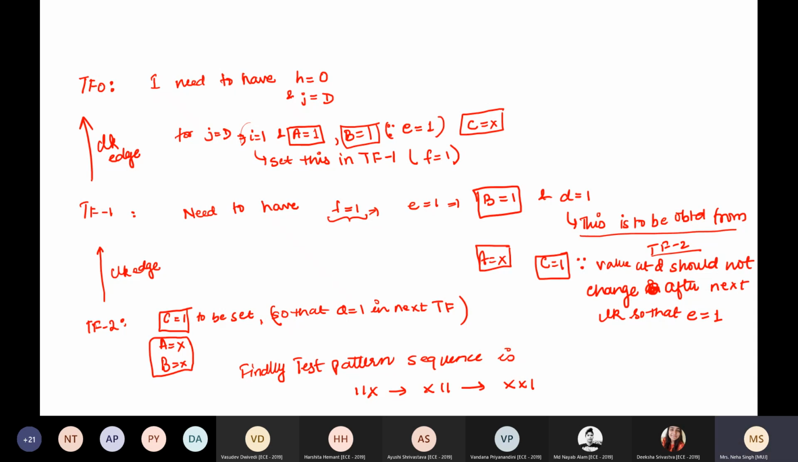Tomorrow we'll work mathematically with observability and controllability.